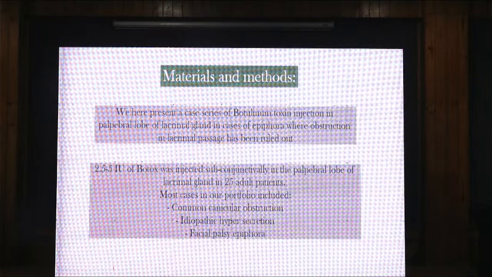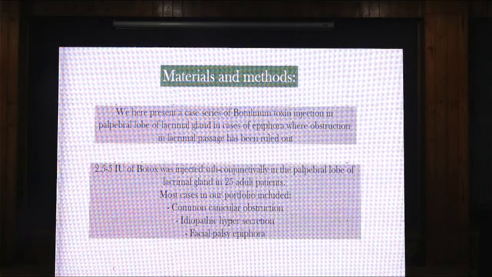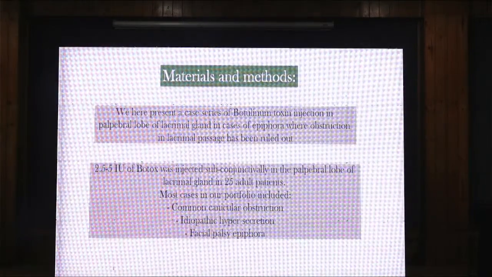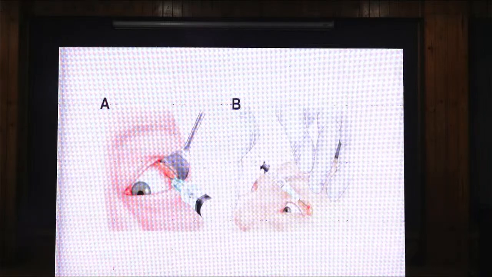In this case series, we present 25 adults where 2.5 to 5 units of botulinum toxin was injected subconjunctivally in the palpebral lobe of the lacrimal gland. Most of our cases included common canalicular obstruction, idiopathic hypersecretion, and facial palsy epiphora. For the method of injection, we put the speculum, took a Desmarres retractor, retracted the eyelid, got a good exposure of the lacrimal gland, and injected 2.5 to 5 units of Botox in the palpebral lobe of the lacrimal gland.